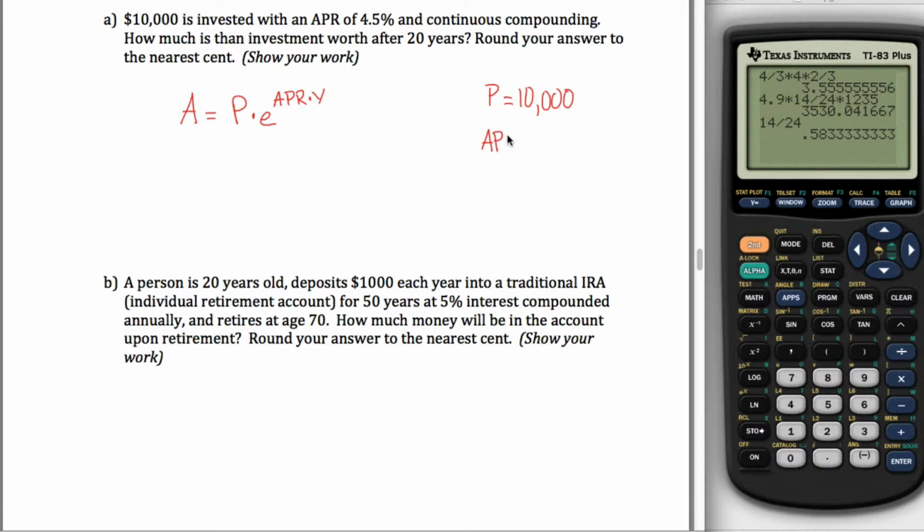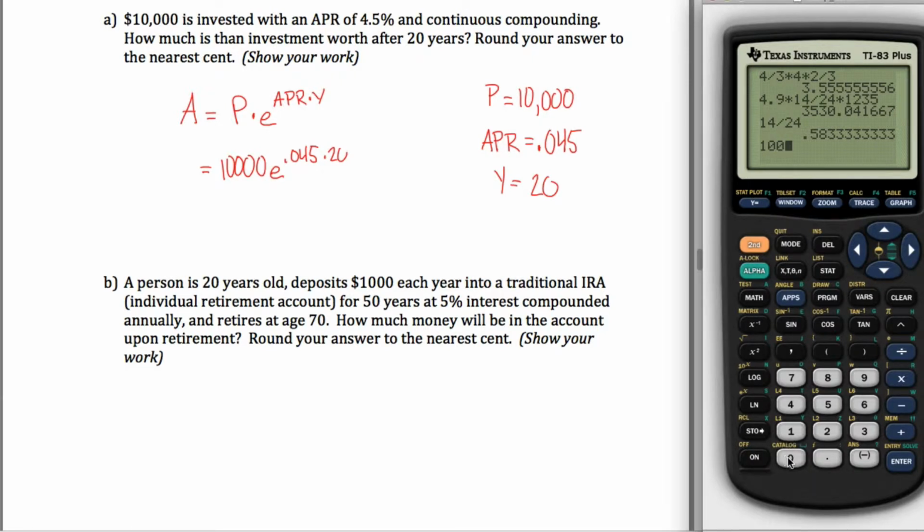APR is the rate. So we have an APR of 4.5%. I think the only way you could go wrong there is if you wrote 4.5 here instead of 0.045. You've got to convert to a decimal. And then Y is the years. Tell me how many years here and how much is it worth after 20 years. There you go, Y is 20. So you plug that all in here, you figure out what's 10,000 times e to the 0.045 times 20. Do that in a calculator.